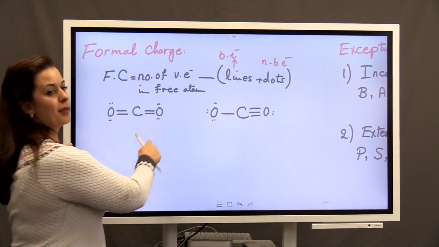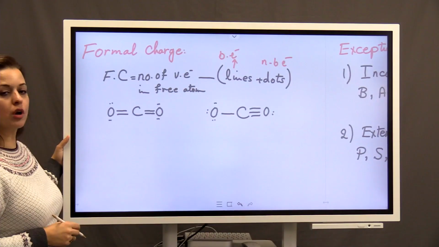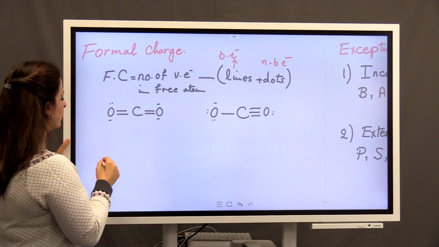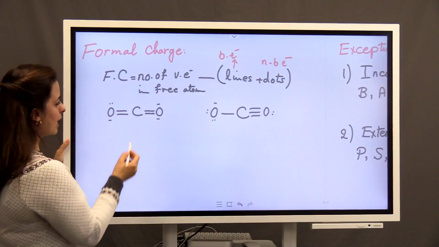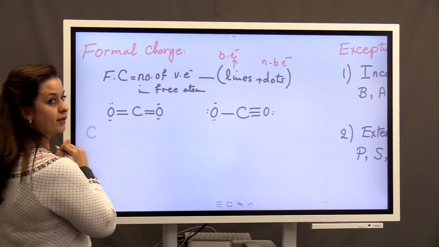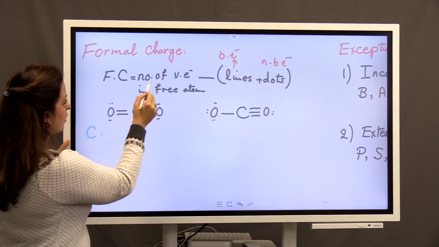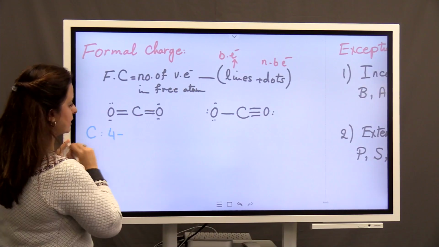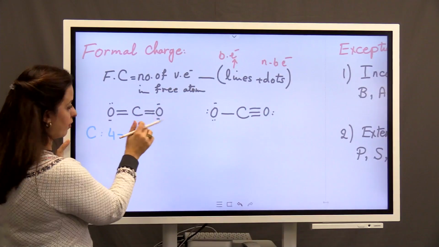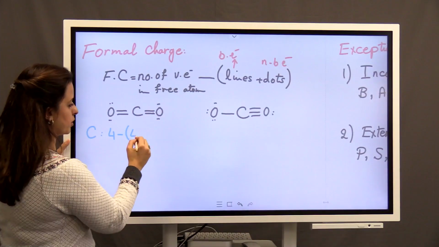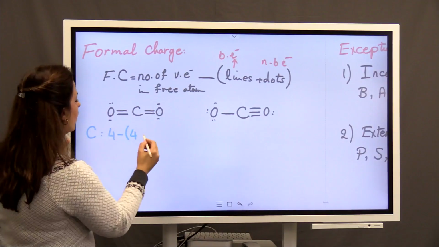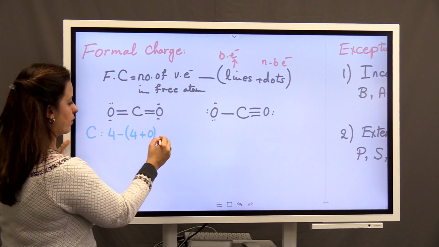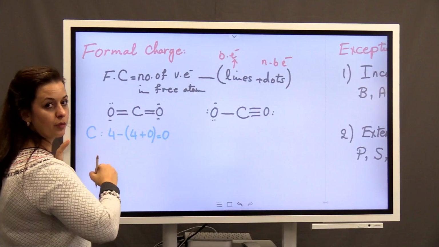We want to decide between these two resonance structures for carbon dioxide molecules. So we need to calculate the formal charge. Let's calculate the formal charge on carbon first. The number of valence electrons in a free atom is 4 minus. How many lines do you see around the carbon? I see 4. Do you see 4? Plus, how many dots? I don't see any dots. 0. So the formal charge on carbon here is 0.